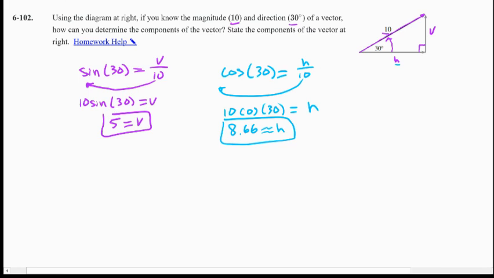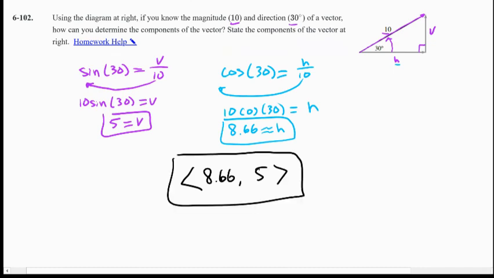Again, if it asked for the exact values, then I would use what I know about 30, 60, 90. But for now, I'm going to call this good. So if I was going to write my components out, horizontal first, 8.66, vertical second, 5, and there's the components of this vector.